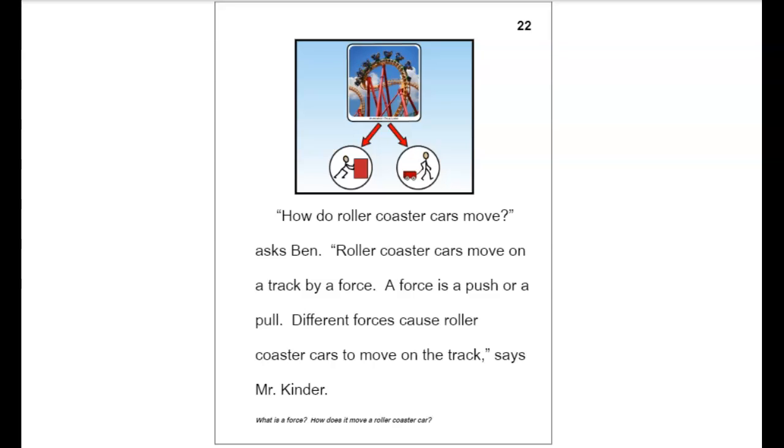"How do roller coaster cars move?" asks Ben. "Roller coaster cars move on a track by a force. A force is a push or a pull. Different forces cause roller coaster cars to move on the track," says Mr. Kinder. So that was one of our vocabulary words, force. That's how roller coasters move, using a force.